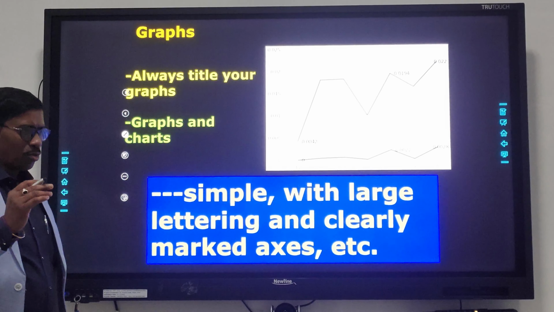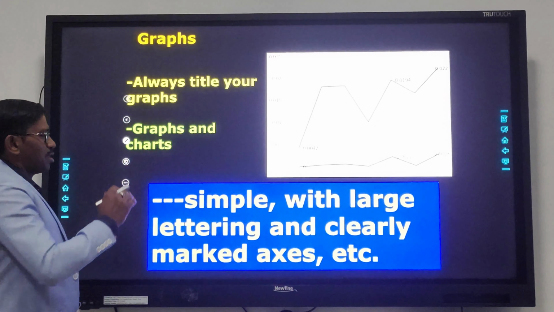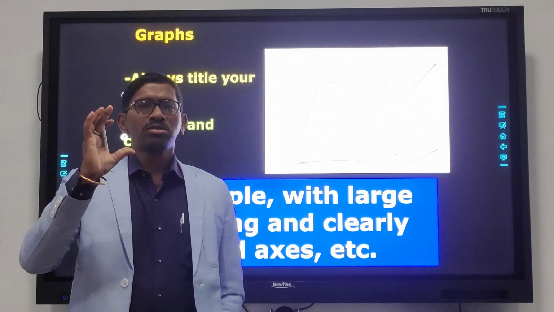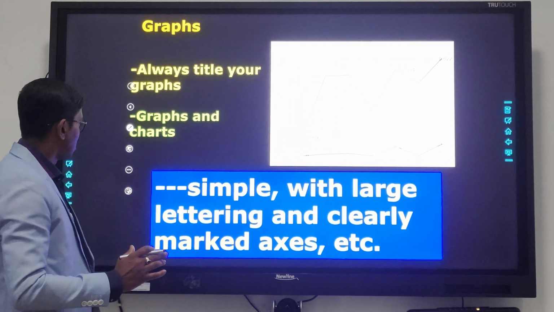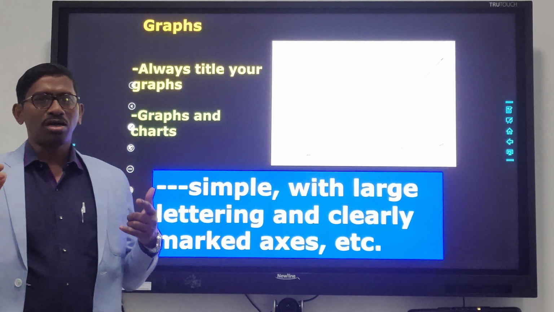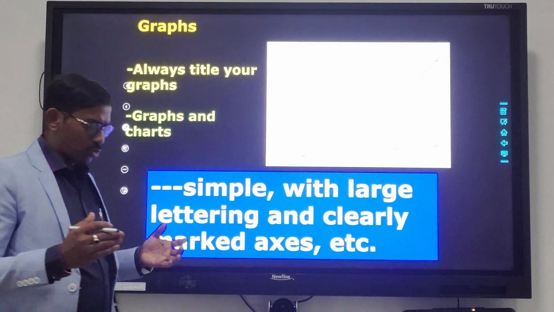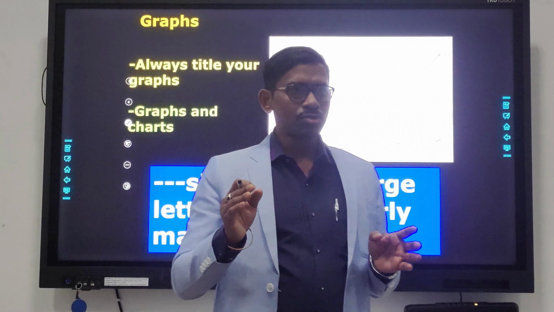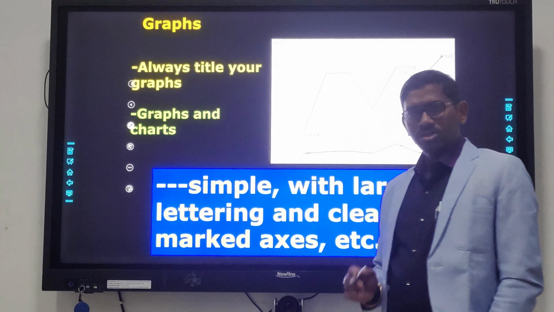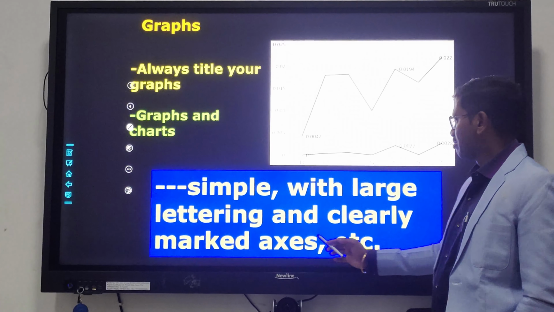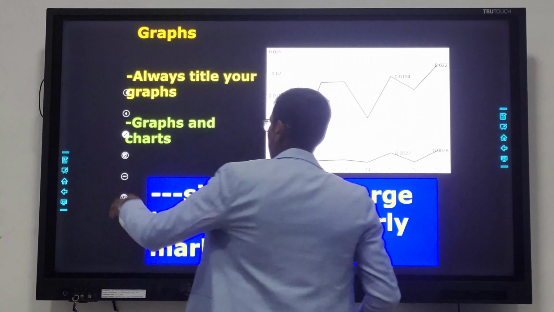But at the time of preparation of your graph, you have to be sure that you give a very good, comprehensive and self-explanatory title. Same is the thing for charts, like pie charts. And all these graphs and charts which you are going to include for your research work, dissertation or research communication should be simple, with large lettering and clearly marked axes.